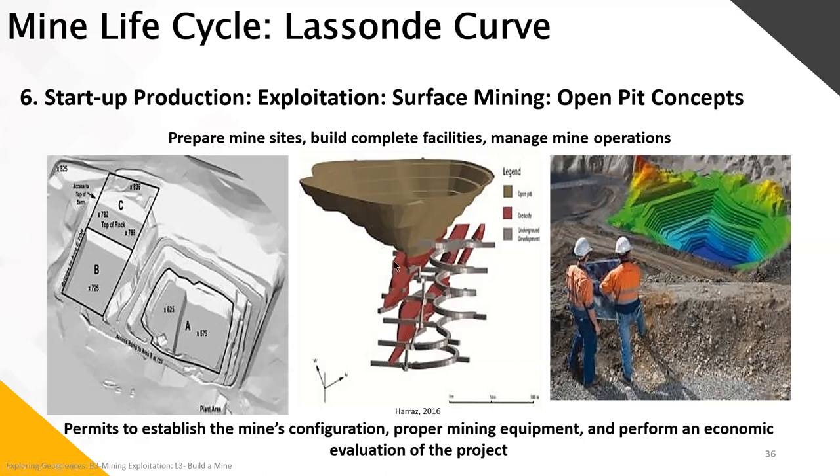And once we discover other zones which are deeper and cannot be done anymore by the open pit, it can be defined to an added concept. So either adding some drifts with spiral ramps and so on to be able to reach deeper zones. So we need to know all this configuration to know exactly what kind of permits we need and what kind of mining equipment we need, and also the economic evaluation of the project to be prepared financially.